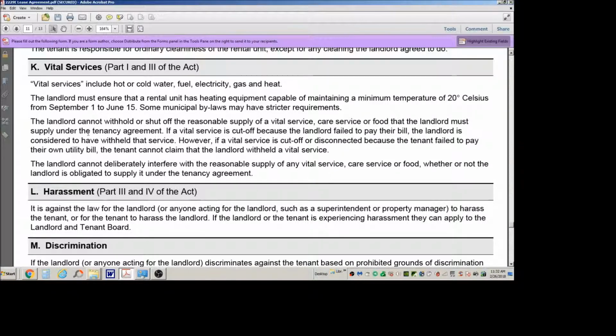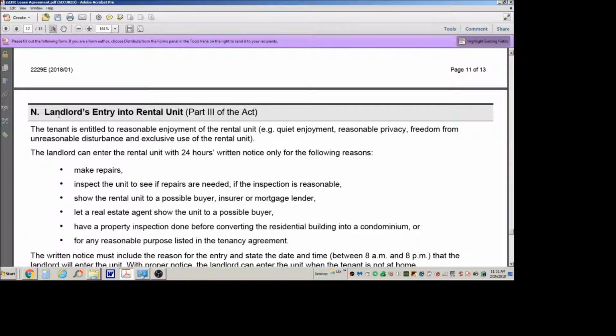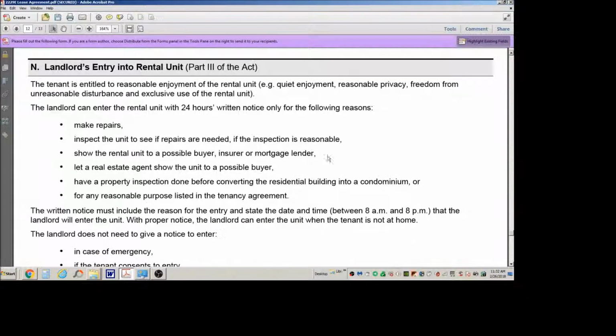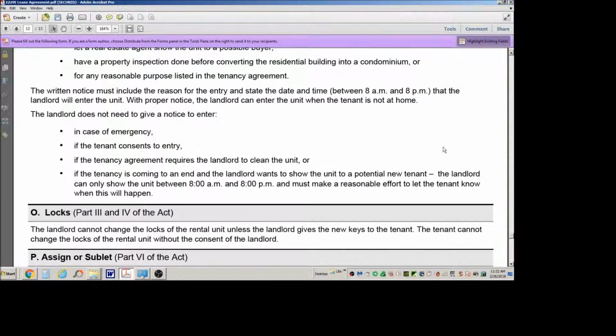Now this is landlord's entry into the rental unit, okay? So usually the landlord gives 24 hours notice to make repairs, inspect the unit, or show the rental unit to a possible buyer. They can do this at any time, they just need the 24-hour notice. Let a real estate agent show the unit to a possible buyer, have a property inspection done before converting the residential building into a condominium. In case of emergency, or when the tenant agrees to it.